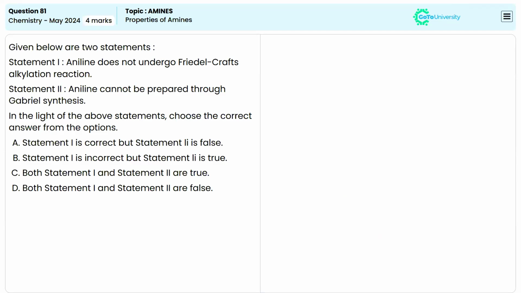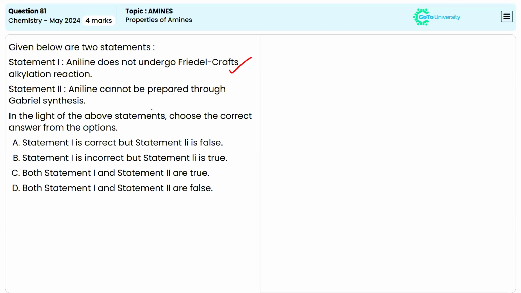So the first question, we have two statements here. The first statement is aniline does not undergo Friedel-Crafts alkylation reaction. Second one, aniline cannot be prepared through Gabriel synthesis. So what about the statements? Aniline does not undergo Friedel-Crafts alkylation reaction. This is a true statement because we already explained it, right?